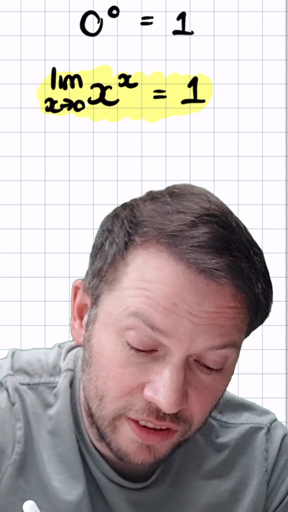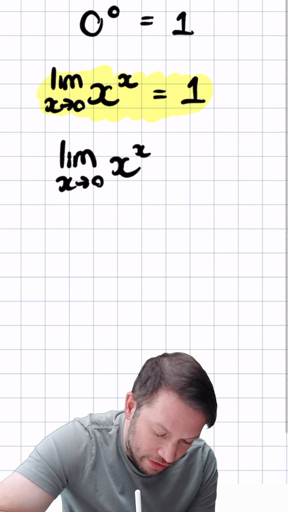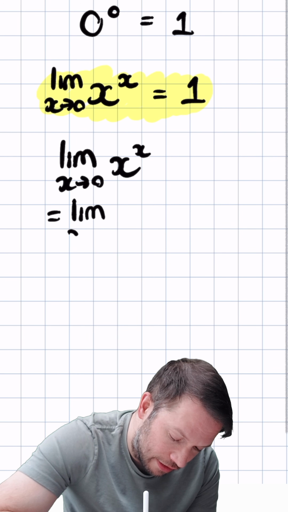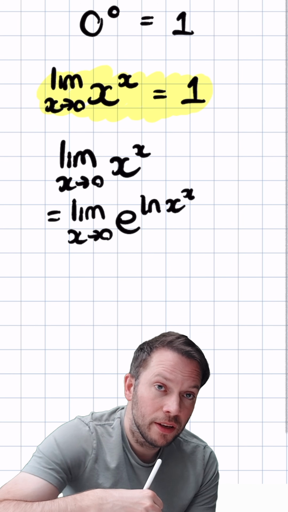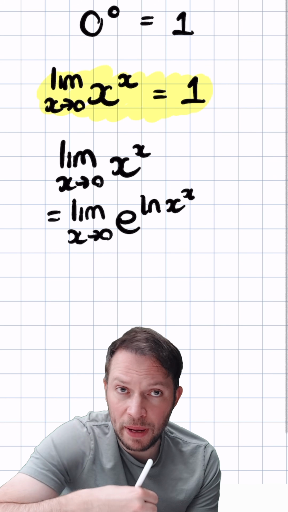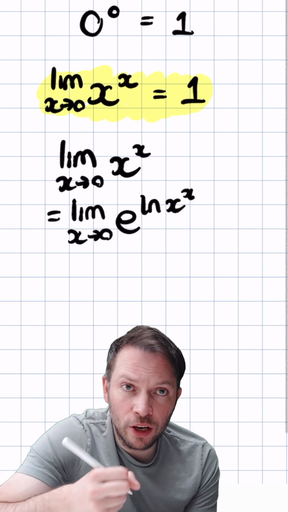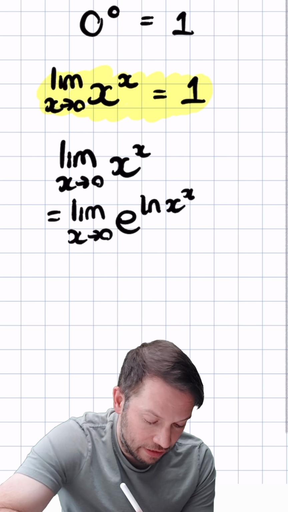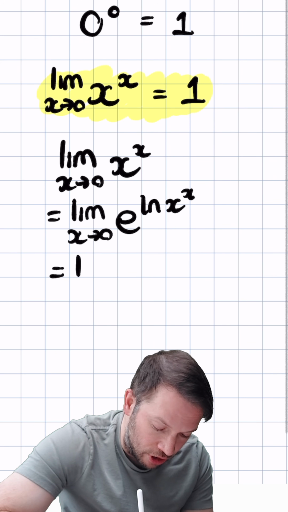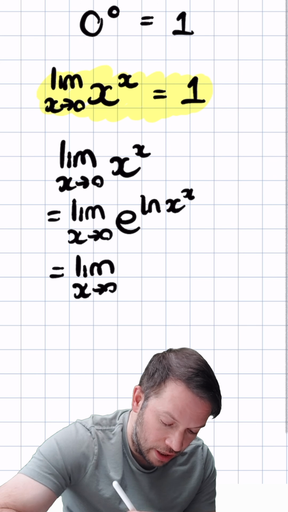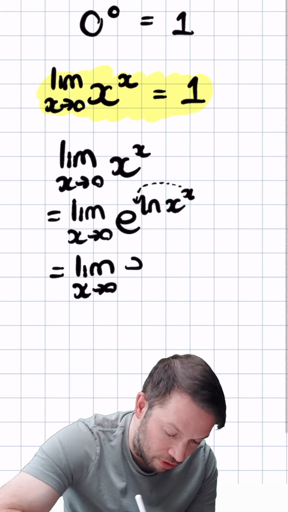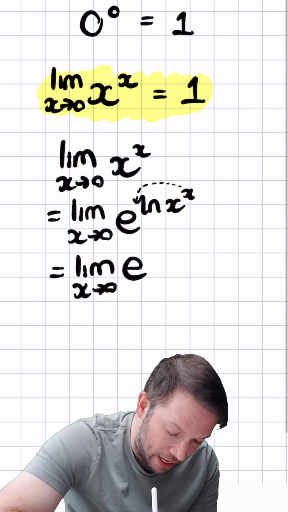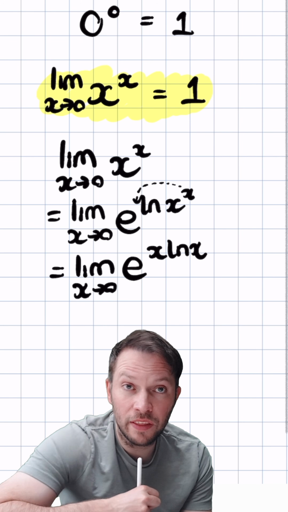Well, since you asked, we can rewrite the x to the power of x as e to the power of ln of x to the x. And this is the same because e to the power of ln of something, the e and the ln just cancel each other out, so we just get the x to the x. But what we can now do is use laws of logs to move this power of x here to the front. So we could write it as e to the power of x ln x like that.